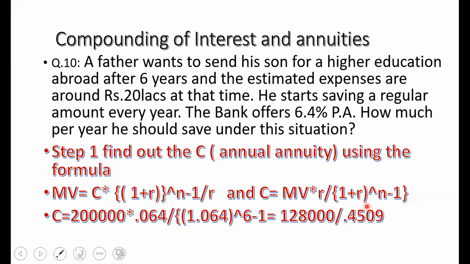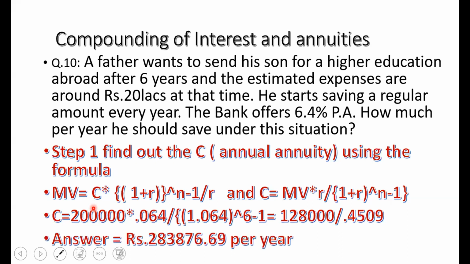Here how much will come? 20 lakh into 0.064. You will get 12 lakh 80,000 divided by 0.4509. The answer will be every year he has to save 2,83,876 and the nearest answer you click. Sometimes they will give 283,877 or 75. Nearest answer you click. Yes, that you will get 1 mark.